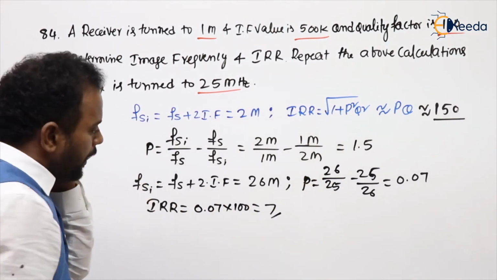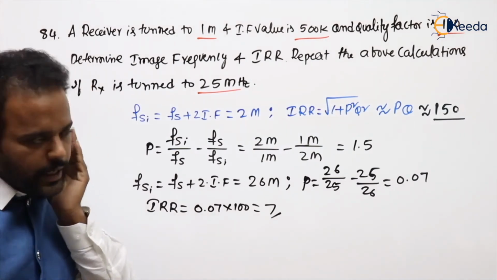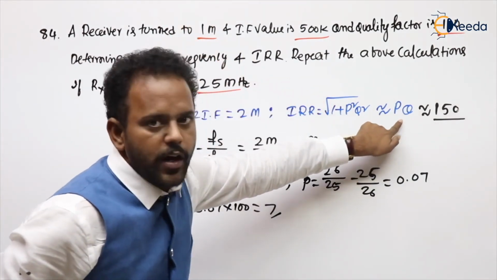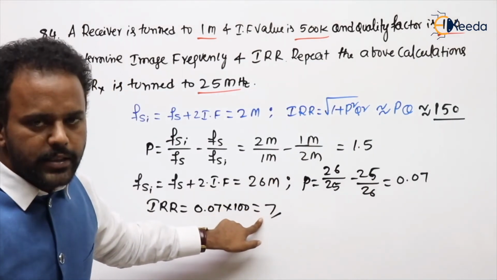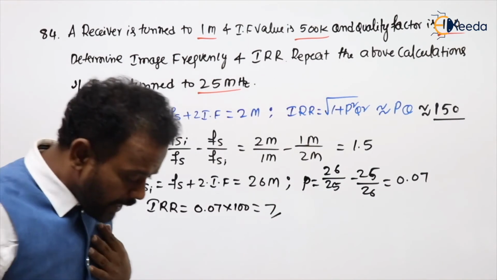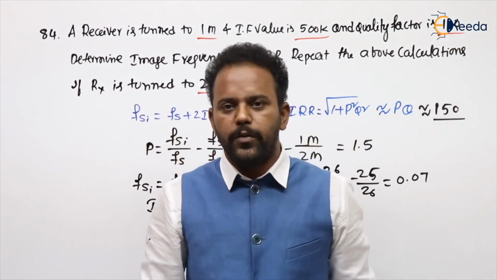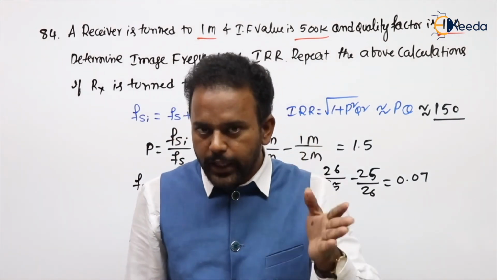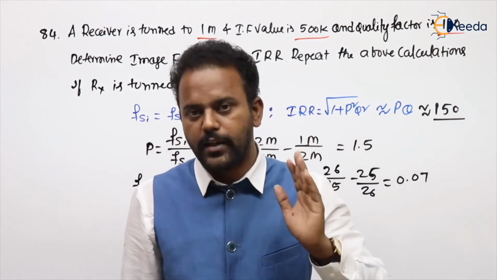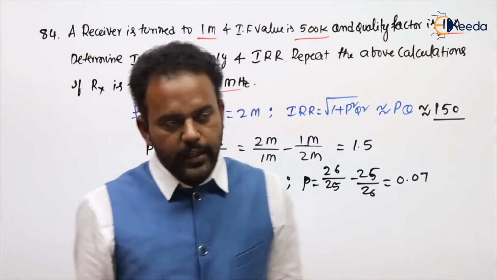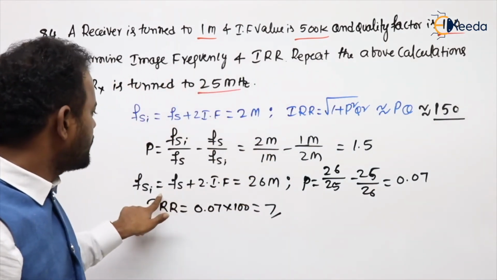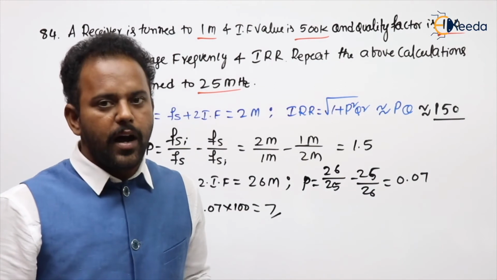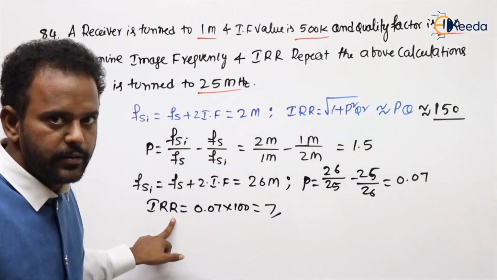That's not a matter. Now, if you are able to understand here, the same receiver, same Q, same tuned amplifier, but in the first case we got 150, in the second case we got 7. 7 is a very, very low value. So try to think about the main reason why IRR is decreasing. Don't go with the mathematics, not as mathematics. Try to understand the concept. What is the logic behind that decrement of the IRR?